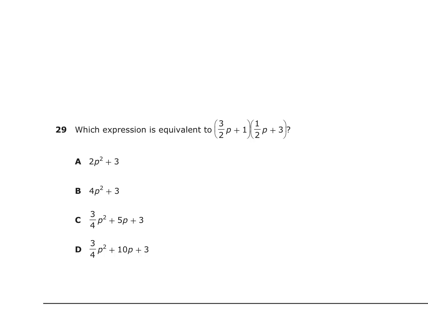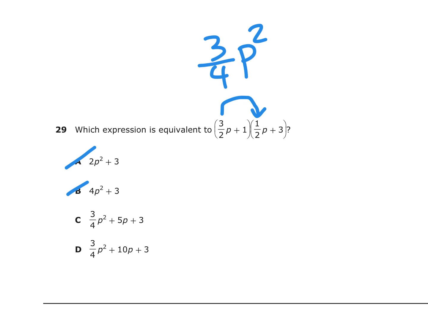Number 29, which expression is equivalent to this? So an equivalent expression, you can multiply 3/2 times 1/2. That would be 3/4 p squared. P times p is p squared. So we need an answer that has 3/4 p squared. So it could be C or D, but it cannot be A or B. So right away, we've eliminated those two.